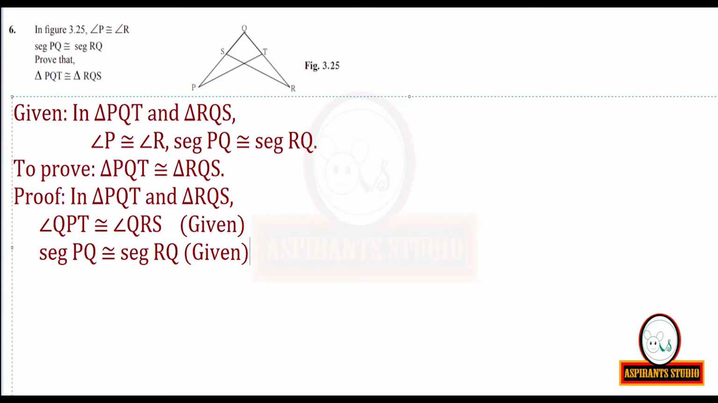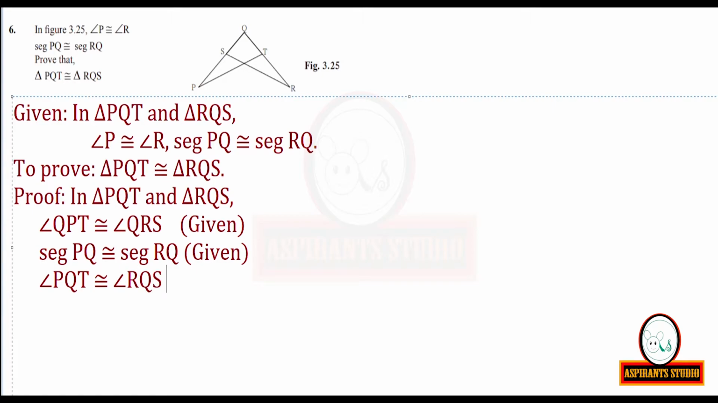Q will be the common angle. In three letter names it has to be written because it is shared by two triangles. That vertex Q is shared by two triangles, so you have to use only three letter names for this. So angle PQT is congruent to angle RQS. Within brackets you will write common angle.